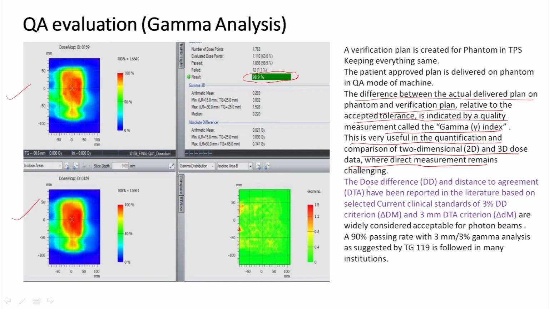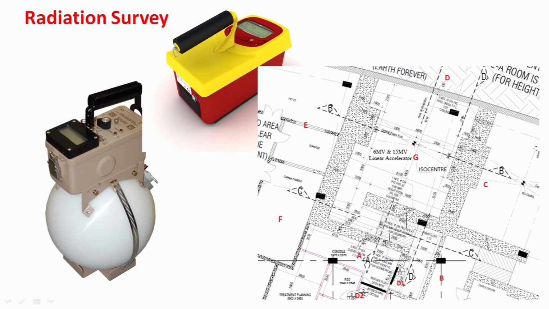It is evaluated using two parameters, the dose difference and the distance to agreement. Based on the selected current clinical standards reported in the literature, plus or minus 3% and plus or minus 3 mm are widely considered acceptable for photon beams. A 90 or 95% passing rate with 3 mm or 3% gamma analysis is suggested by TG119, followed by institutions. So this is the specific QA for the individual patient.